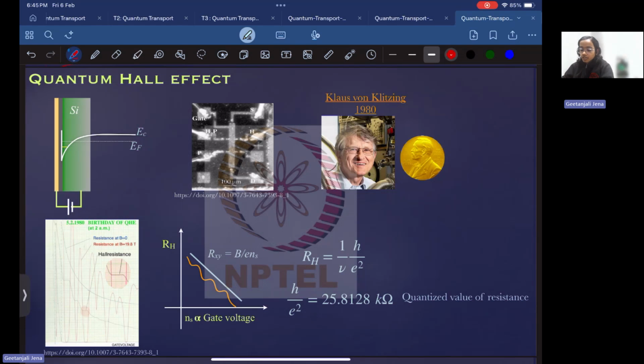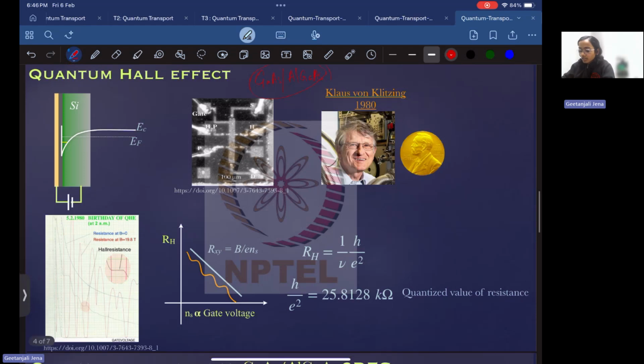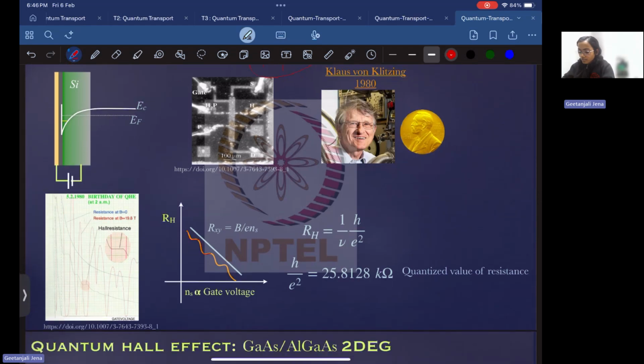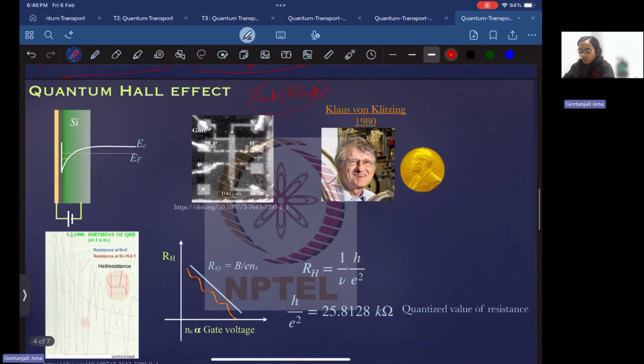Similarly, if we do the same treatment to a 2D electron gas system, like the surface of gallium arsenide or aluminum gallium arsenide, so these are the 2D electron gas systems, what will happen is that because there will be a quantum confinement because of the bending of the conduction band and the valence band, we'll see that instead of a linearly varying Hall resistivity, now the resistivity changes in a step-like manner. So this is the quantum Hall effect.